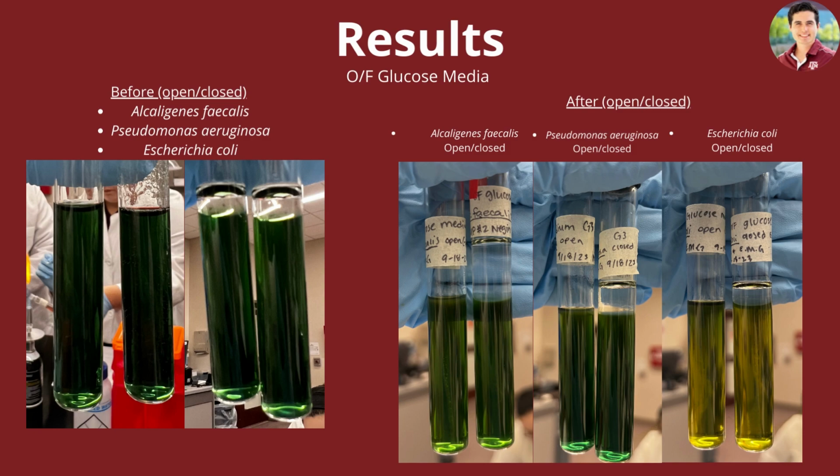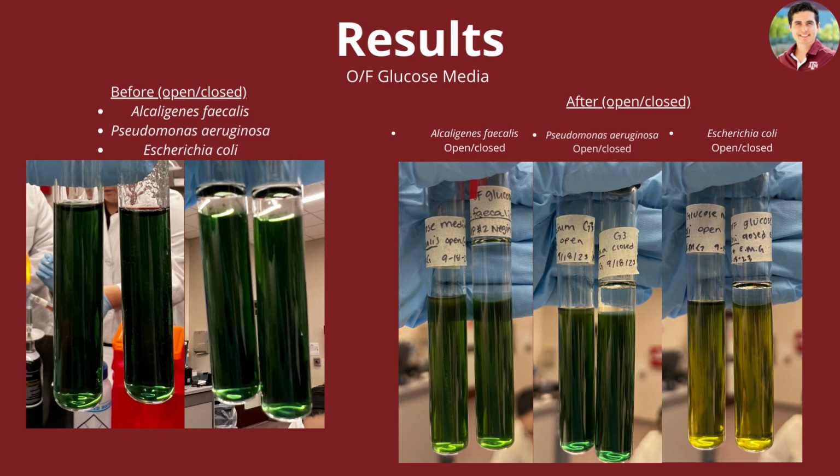aeruginosa, we can see that there is no color change. So we can conclude that it is asaccharolytic. Although P. aeruginosa is typically oxidative, it primarily uses oxidative metabolism when metabolizing glucose, so you would expect growth in the O tube with no significant acid or gas production in the F tube.